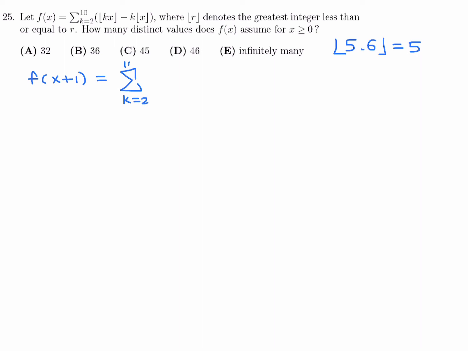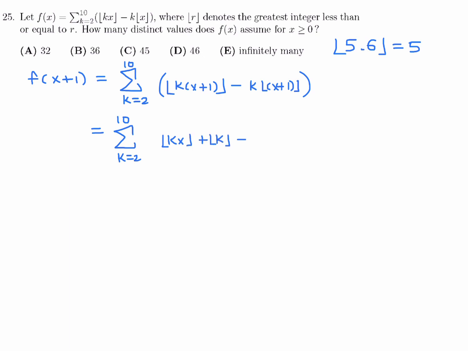This would be k equals 2 to 10, and it would be kx plus 1 minus k x plus 1, like that. And this is k equals 2 to 10. And if you multiply this, you get kx in the bracket plus k in the bracket. And then this side becomes minus kx inside the bracket minus k inside the bracket.